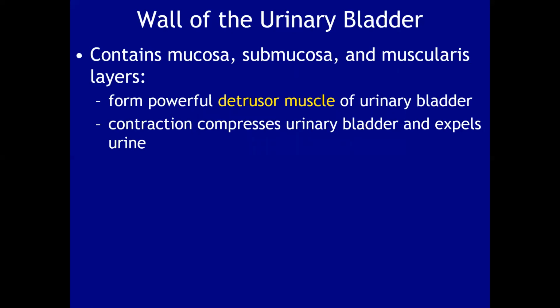The walls of the urinary bladder have mucosa, submucosa, and muscularis layers. It forms the detrusor muscle of the urinary bladder, and that allows for contraction to occur and for the expulsion of urine.